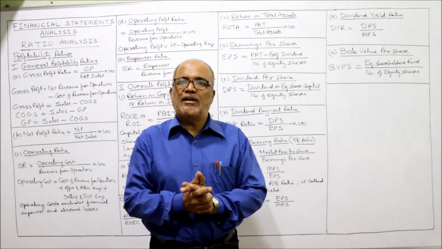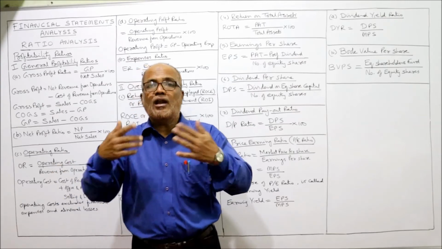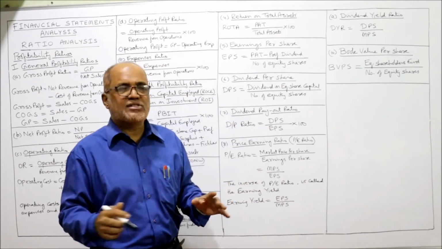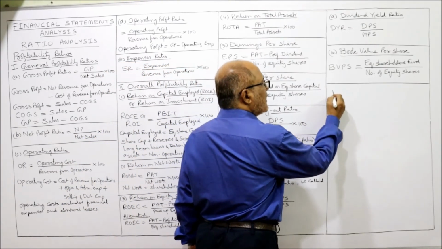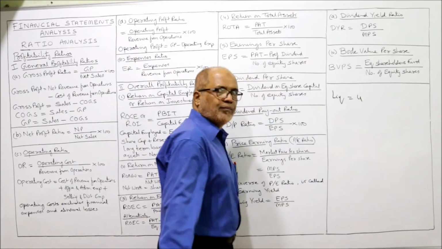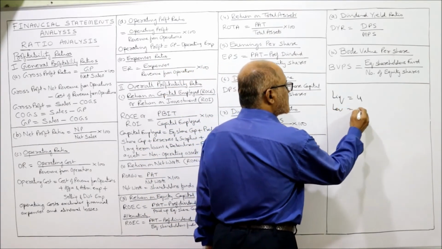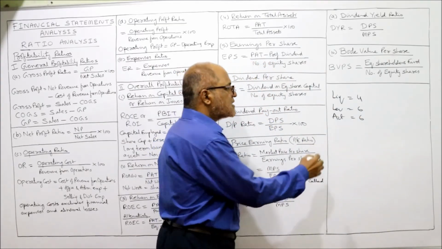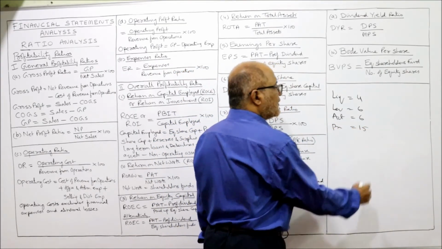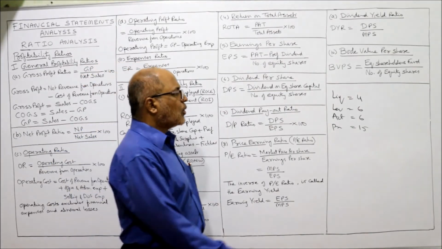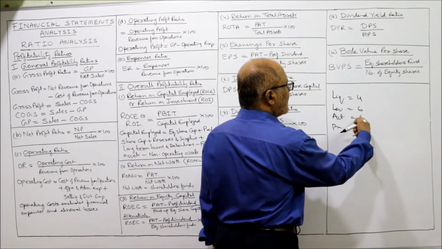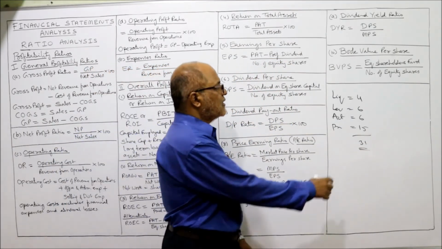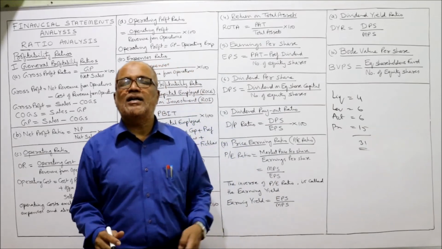So totally 10 overall profitability ratios and 5 general profitability ratios, so 15 ratios. How many ratios have we studied so far? Liquidity ratios 4, leverage ratios 6, activity or turnover ratios 6, and profitability ratios 15. So it becomes 10, 25, 31. Totally 31 formulas.